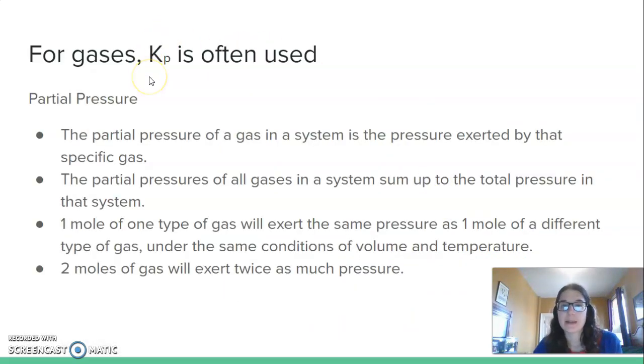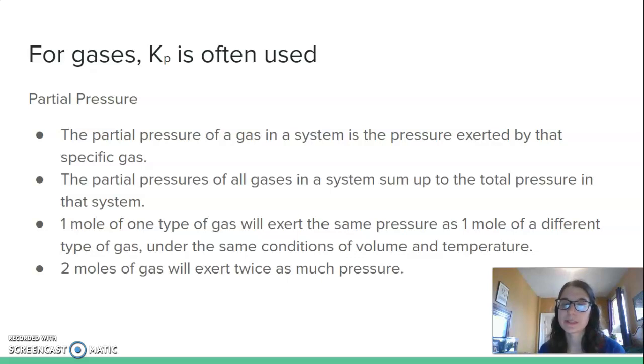So again, for gases, Kp is often used. The partial pressure is the pressure exerted by that specific gas and that gas only. The partial pressure of all gases in a system will add up to the total pressure in that system. So the sum of those pressures will equal the total pressure. Remember the thou shalt not forget, we do have one equation we need to remember, and that relates the partial pressure of water gas versus the partial pressure of another gas that we create.